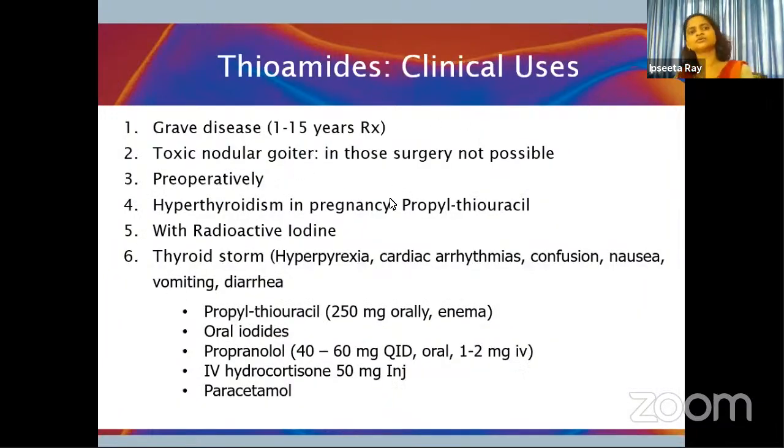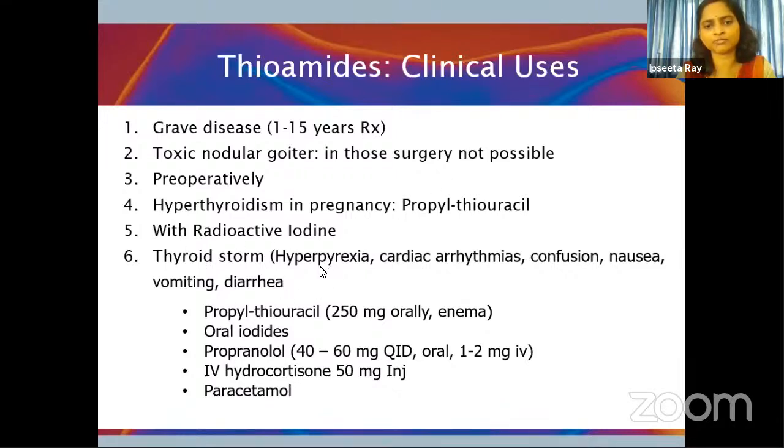Clinical uses: mainly conditions where there is hyperthyroidism. Graves' disease, which is an autoimmune disorder. Toxic nodular goiter, where surgery is not possible; to reduce the T3, T4 levels, you have to give these drugs. Pre-operatively, before the surgery, you want to make the patient euthyroid, so these drugs can be used. In pregnancy, propylthiouracil is the drug of choice, along with radioactive iodine. Radioactive iodine, although highly efficacious, has a very slow onset of action, so in the initial part of therapy we can use these thioamides.